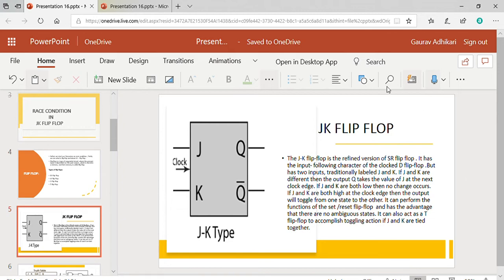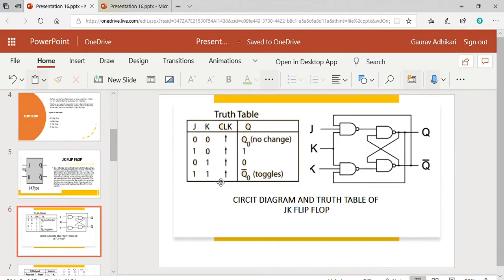Here's a basic diagram of the JK flip-flop, where we can see that there are two inputs J and K and a clock, and there are two outputs Q and Q bar. Now this is a simplified version of the JK flip-flop, where we can see that there is an SR flip-flop, and the output is connected to the NAND gate of K, and the other output is connected as the input of the J NAND gate.